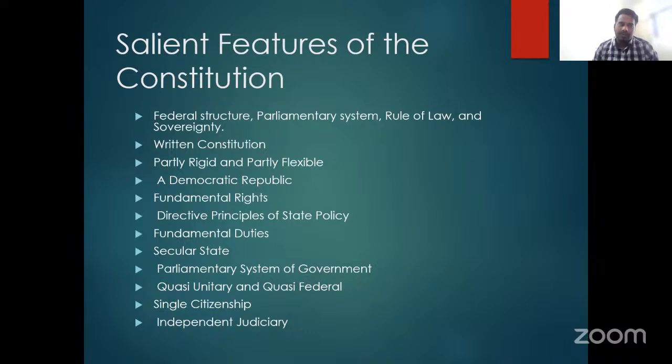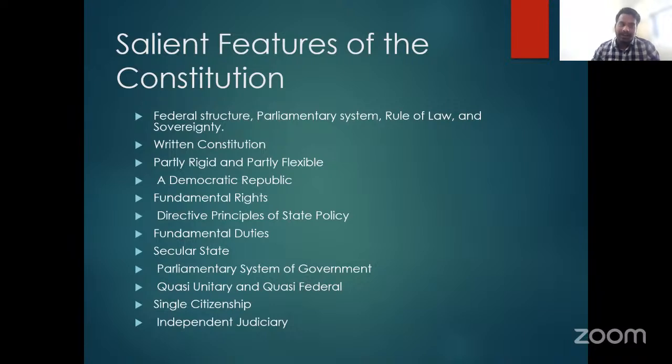Coming to those 7 categories of rights, first one is right to equality, second is right to freedom, third is right against exploitation, fourth is right to freedom of religion, fifth is cultural and educational rights, sixth is right to constitutional remedies, seventh is right to property. This right to property was deleted. That article is Article 31. Now it became a legal right, not a constitutional right.